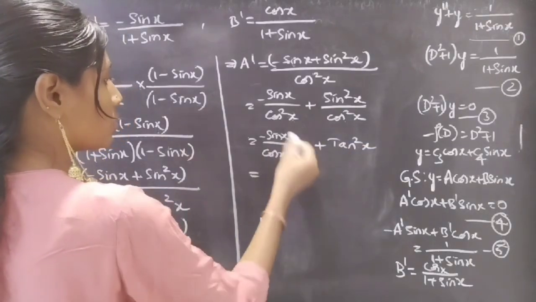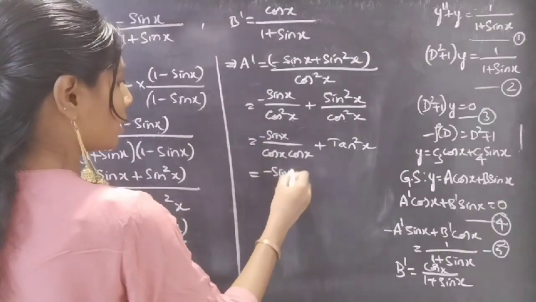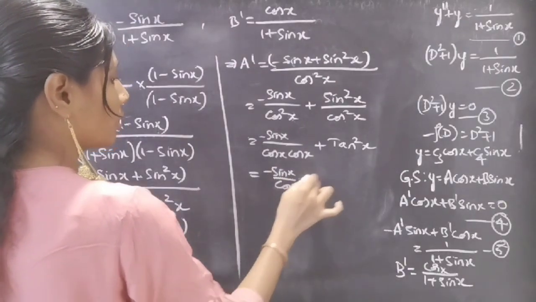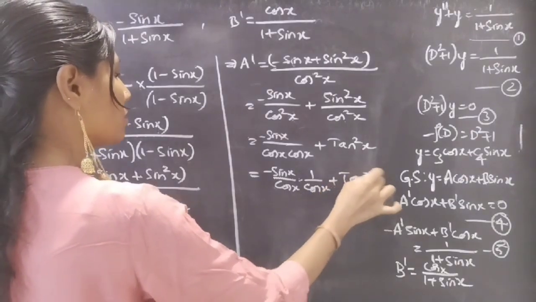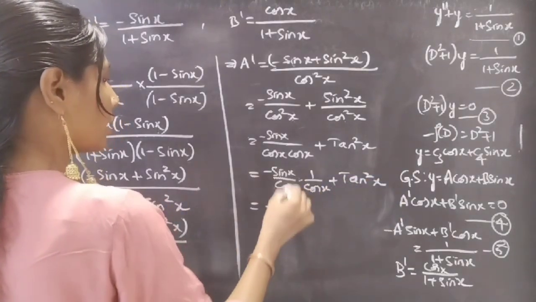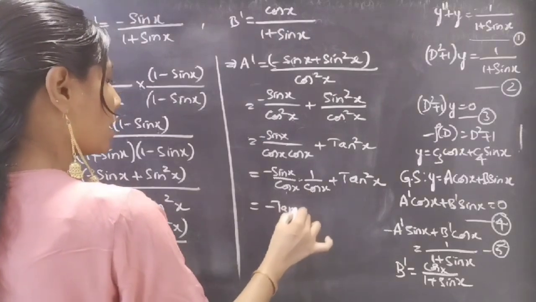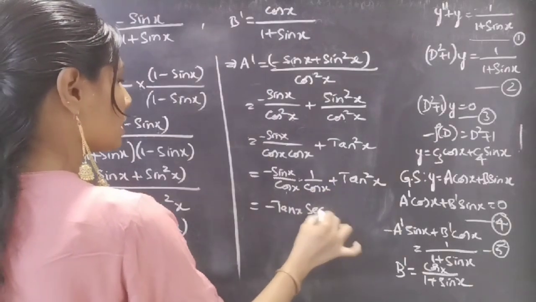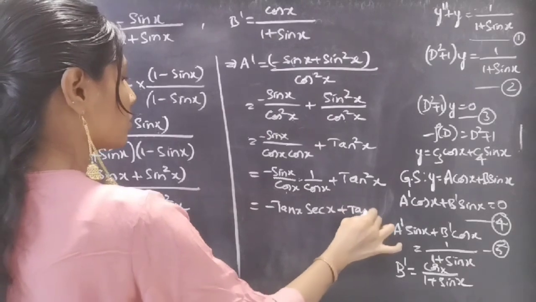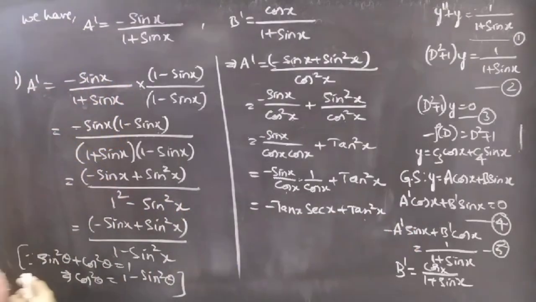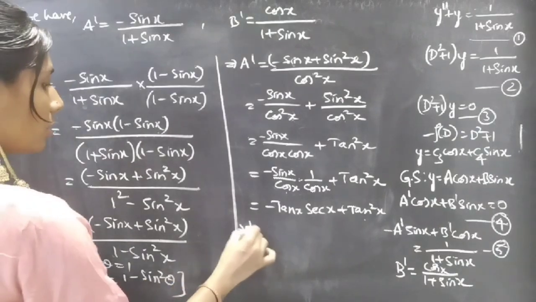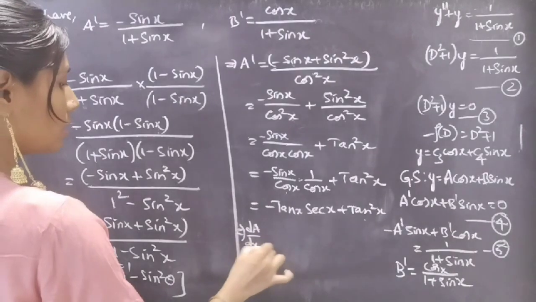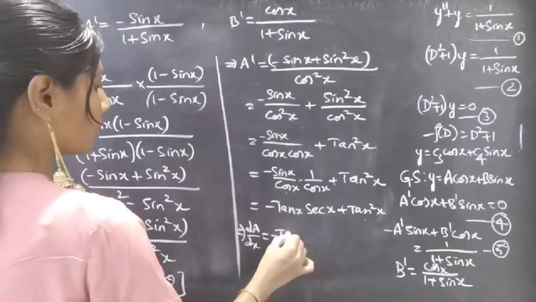This equals, now we can split this as minus sin x by cos x into 1 by cos x, right? The second term remains the same, and we know that sin x by cos x is tan x, and the reciprocal of cos x is secant x, plus tan square x. And now we need to integrate, right? Fine, a dash is nothing but the derivative of a with respect to x, so we'll get da by dx here.